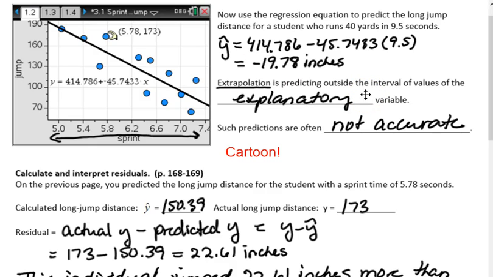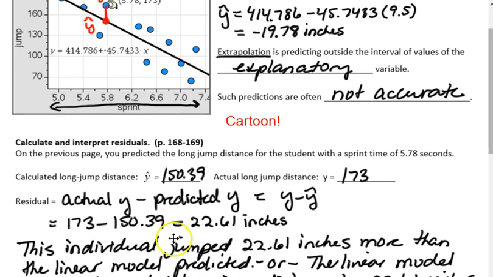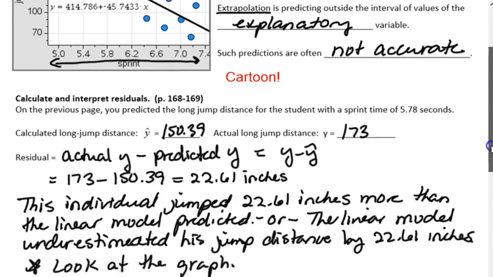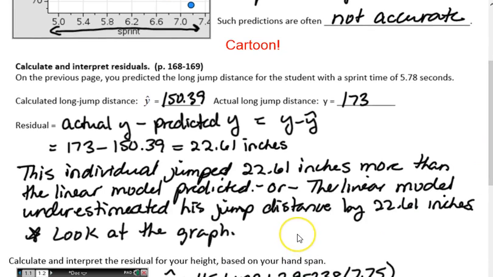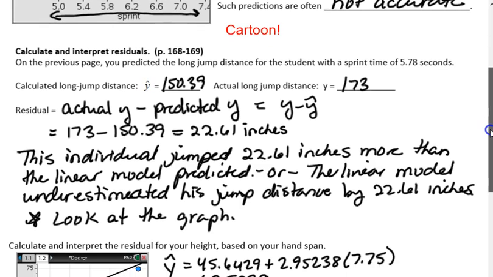The residual is the vertical distance between the actual y and the predicted y for a given value of x. So when we subtract, we end up with a residual of 22.61 inches. The interpretation of that residual is that this individual jumped 22.61 inches more than the linear model predicted. Or we could say that the linear model underestimated his jump distance by 22.61 inches.